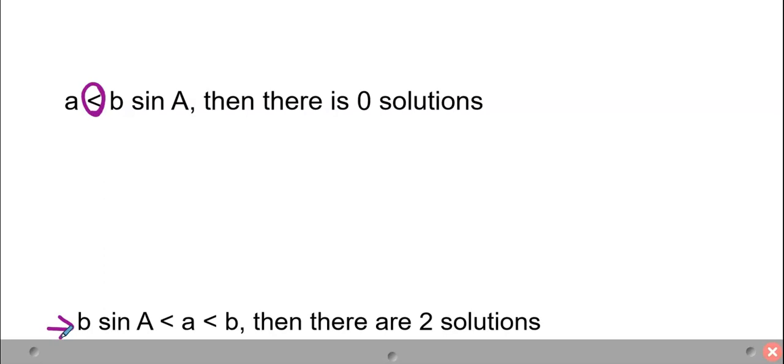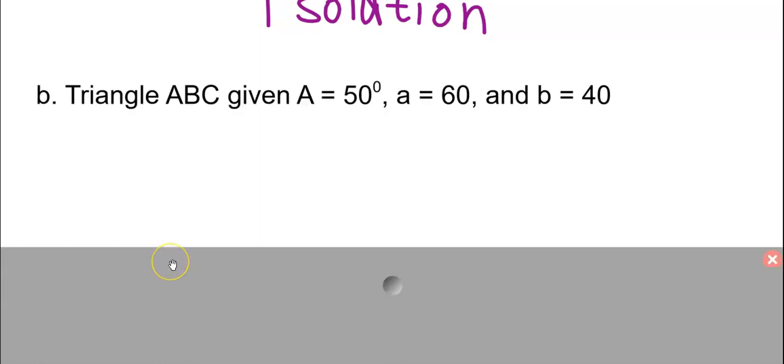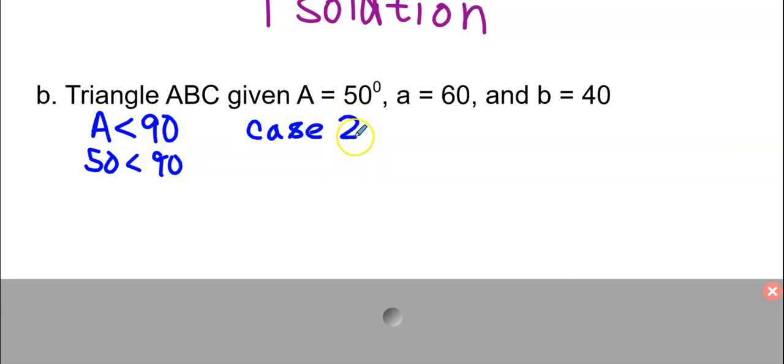All right, so let's go to example 1 again, but now let's start with B. So with this part, we have A's, we have B's. Again, the first thing we always figure out is, what case are we dealing with? Is A greater than 90 or is A less than 90? And in this case, we can see that A is less than 90 degrees, because 50 is less than 90 degrees. So that means we're in case 2. If we're in case 2, you automatically go to A and B sine of A.